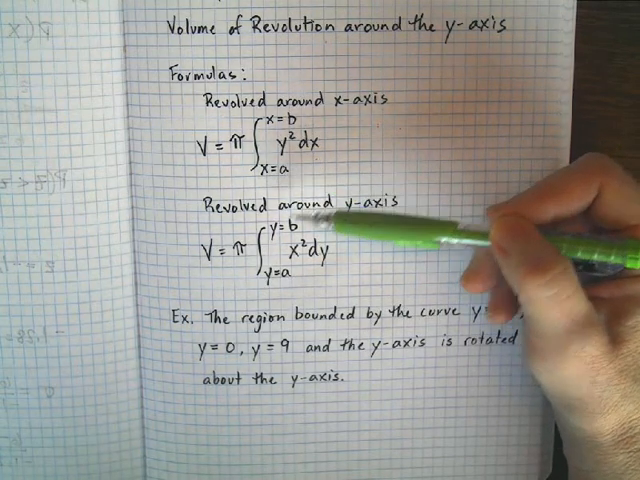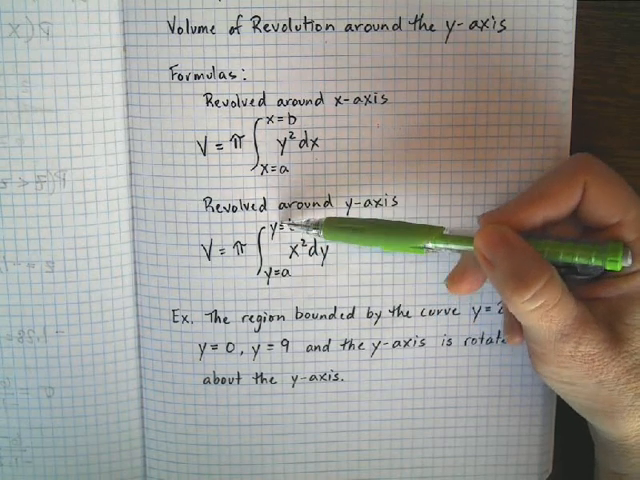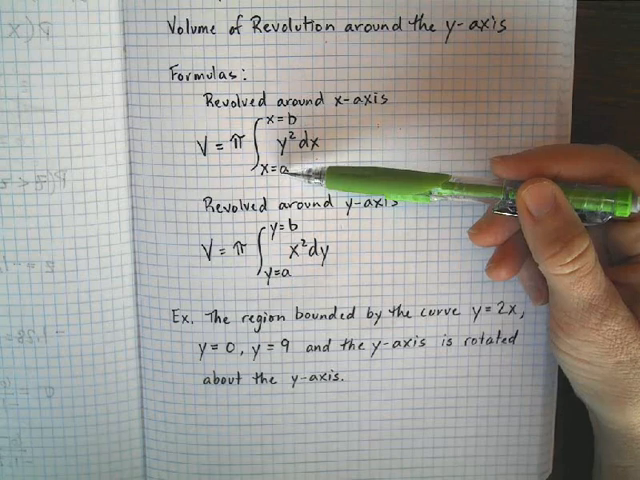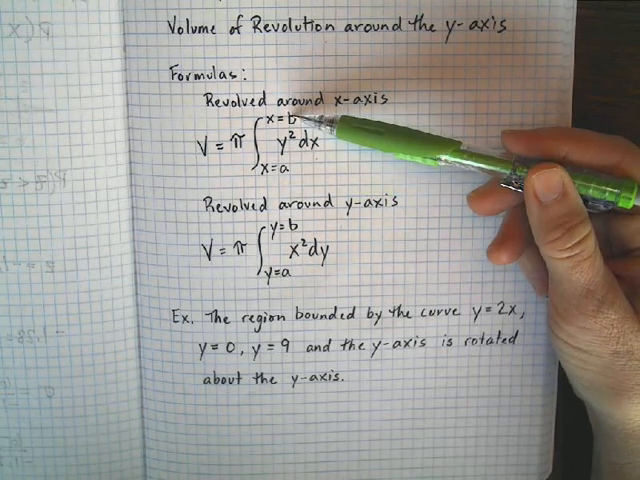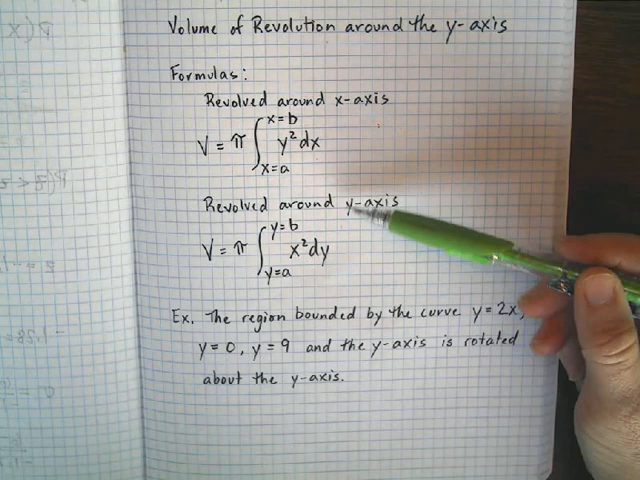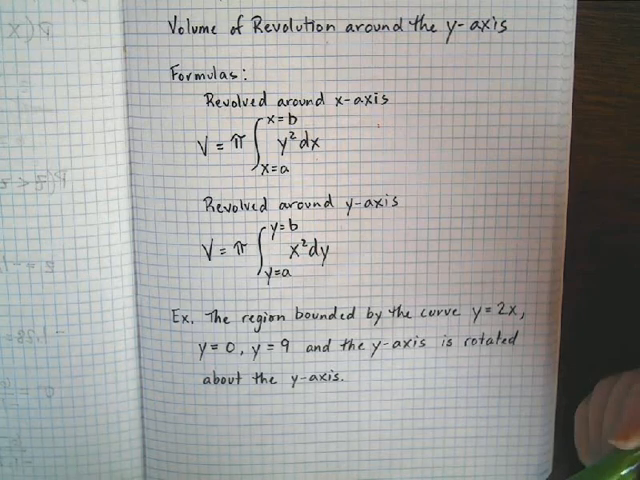But if we're going to revolve around the y-axis, these numbers can represent values on the y-axis. So when we're revolving around the x-axis, our minimum and our maximum are going to come from values on the x-axis, but when we're revolving around the y-axis, they're going to come off of the y-axis. So I'll give you an example here.